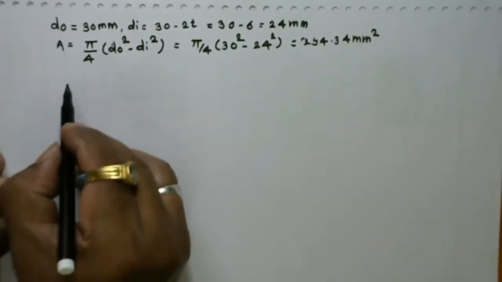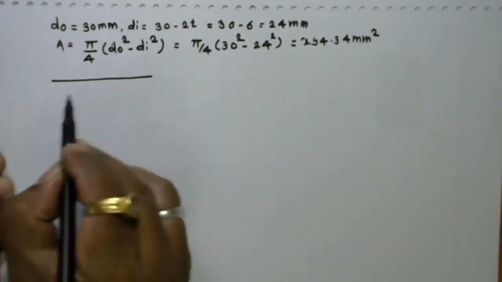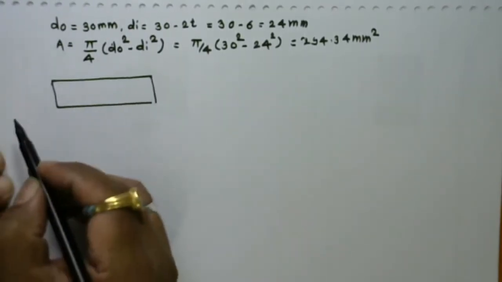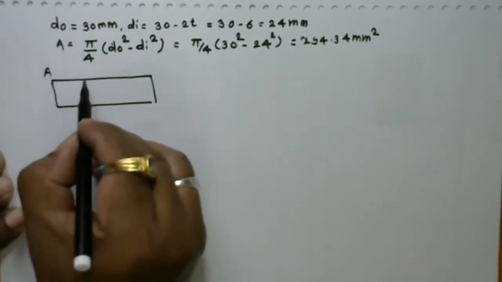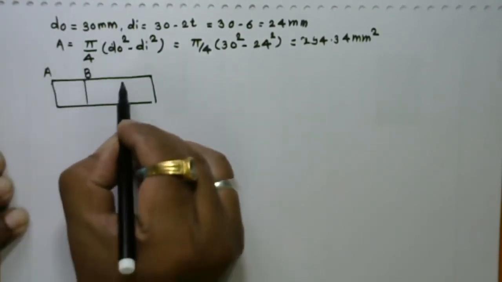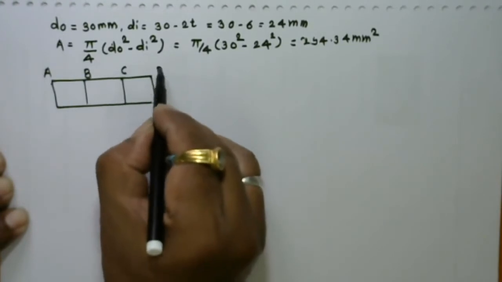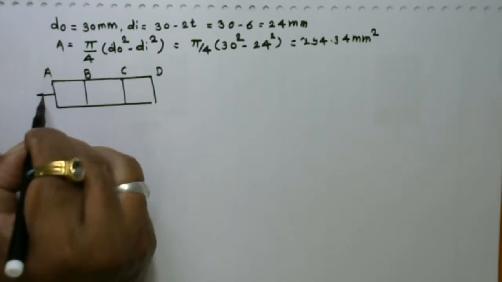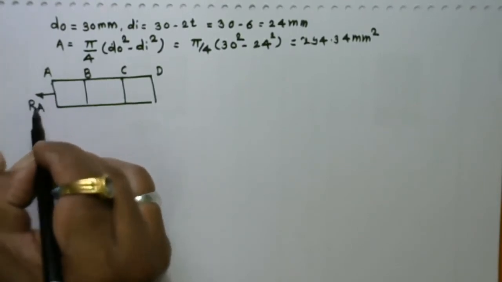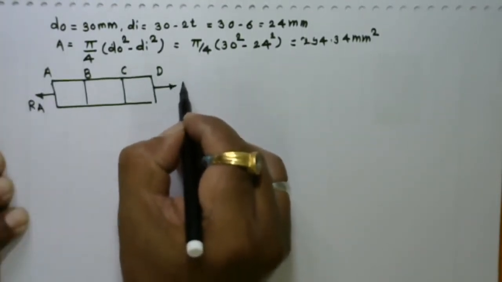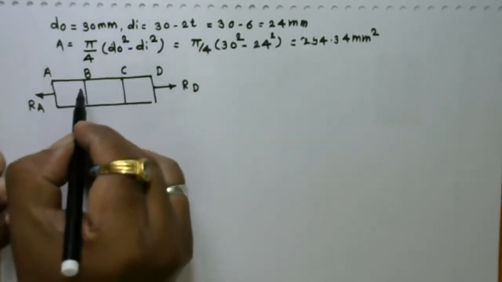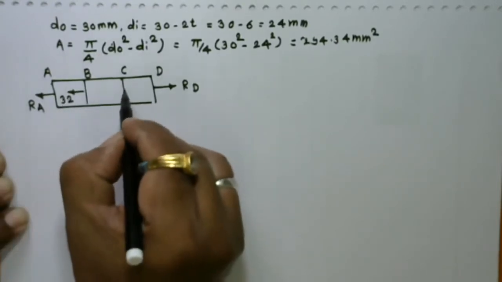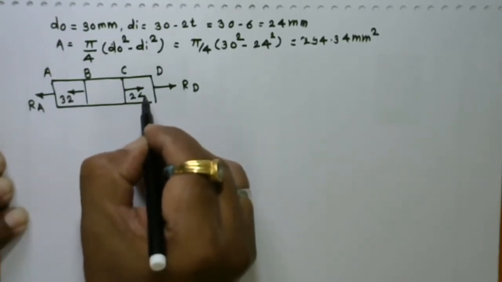Now the figure is given. We have to concentrate on this side of the figure: section A, B, C, and the jaw is D. The reaction acting at point A is RA. The reaction at point D is RD. At point B, a 32 kilonewton force is acting. At point C, a 24 kilonewton force is acting.